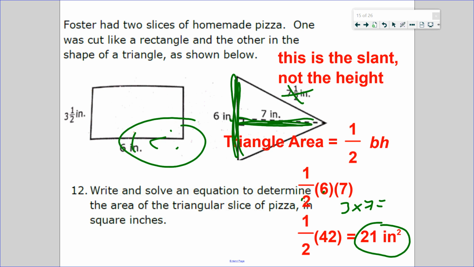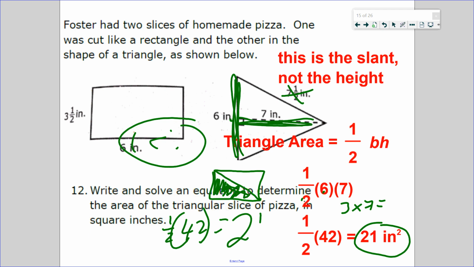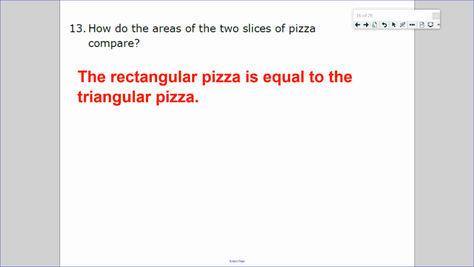Again, this is one of the most missed questions in our upcoming tests. Kids do this. Oh, 6 times 7 is 42. I'm done. They forgot to do half. Remember, you have a square or rectangle or parallelogram, and you cut it in half to make a triangle. So you've got to cut it in half. Half of 42 is 21. And how do the areas of the two compare? They're both equal to each other.